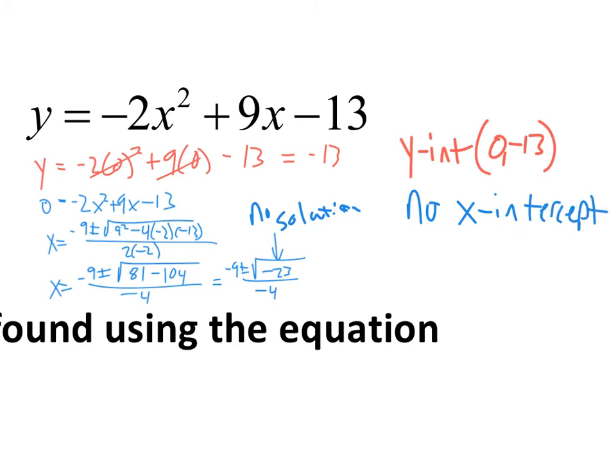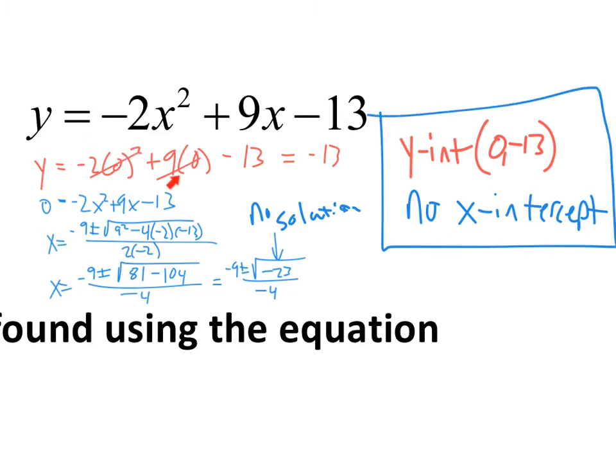And we can kind of realize that because this has a vertex way down below the x-axis, okay? So 0, negative 13 down here somewhere. And because it has a negative 2, then it's going to open down. And if you want to graph this on your calculator, you'll find out, yes, indeed, it doesn't have any x-intercepts.